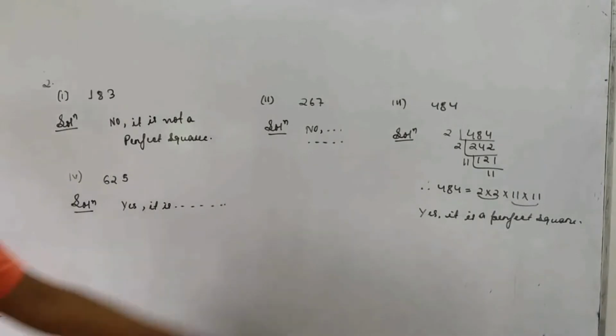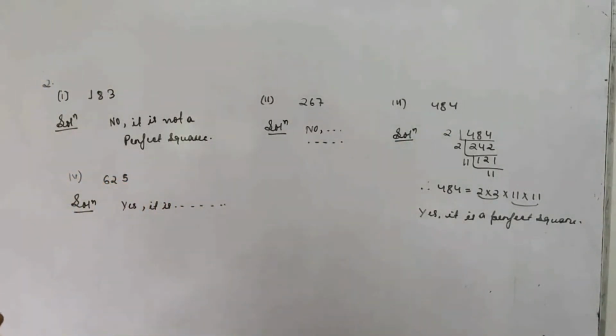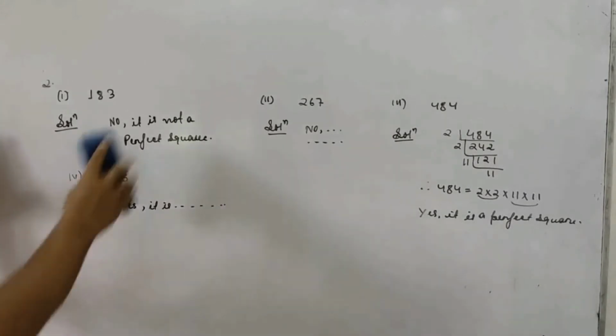Even if you find it in this way, you will get the answer as 25 only. Okay. So done. Now question number 3. What is question number 3?